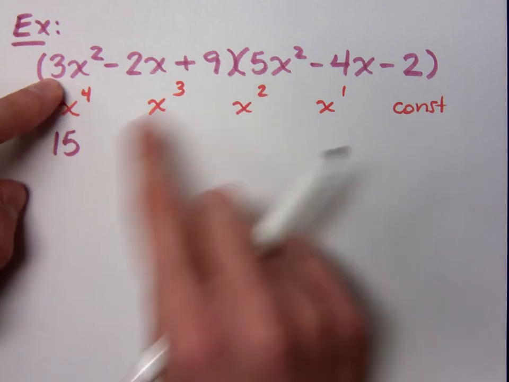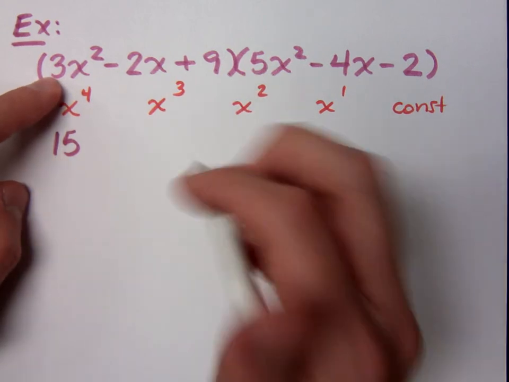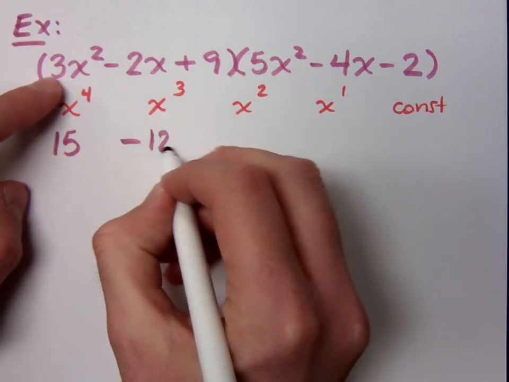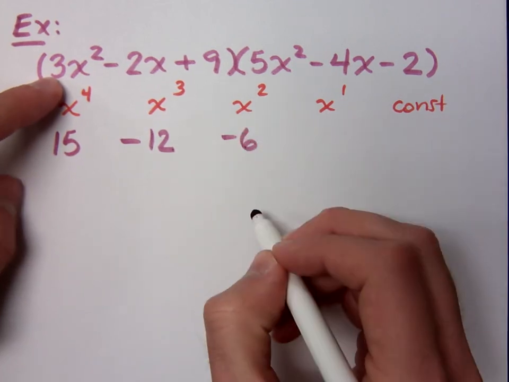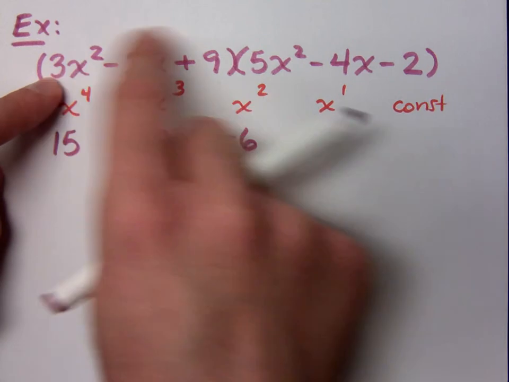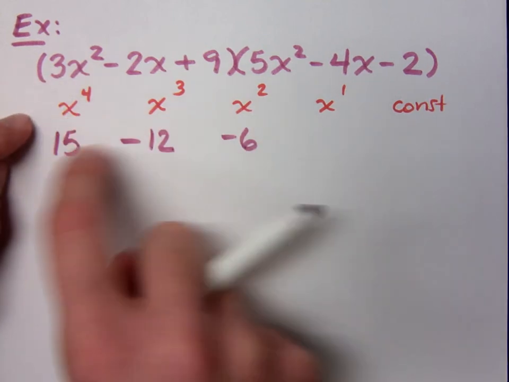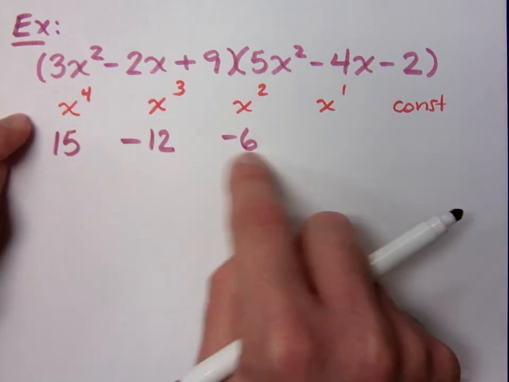3 times 5 is 15. 3 times negative 4 is negative 12. 3 times negative 2 is negative 6. Now if you don't believe what I'm doing here, if you were to distribute this, you would have 15x to the 4th minus 12x cubed minus 6x squared.